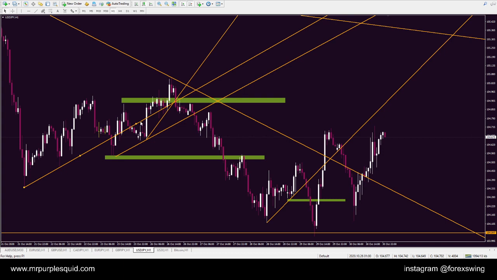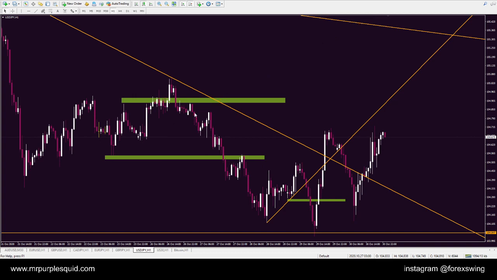This one can delete. This one can also delete. This one can delete. So here we lost. We got a break of this. Well, I use stop orders, so my buy stop was triggered here. Price went up 16 pips, came back down, and stopped me out at 10 pips.